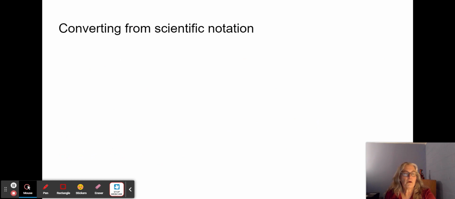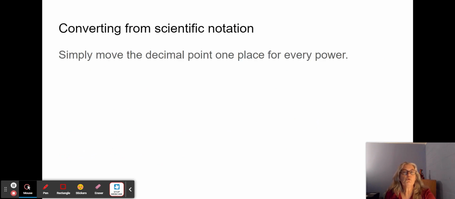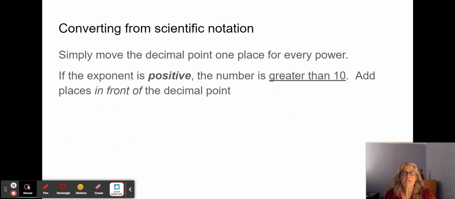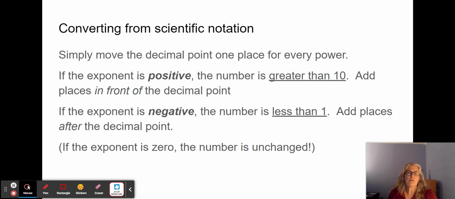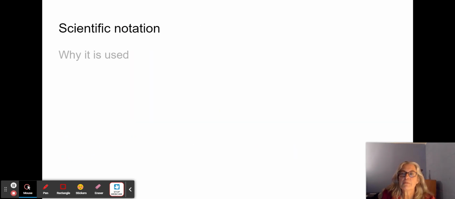All right, converting from scientific notation. Simply move the decimal point 1 place for every power. If the exponent is positive, the number is greater than 10. We're going to add places in front of the decimal point. If the exponent is negative, the number is less than 1. We're going to add places after the decimal point. If the exponent is 0, the number is unchanged. We don't have to do anything.